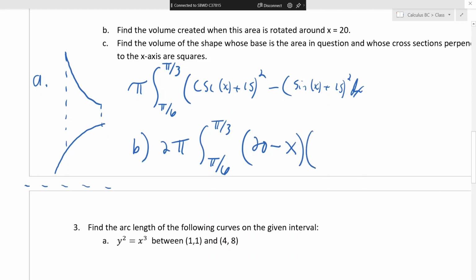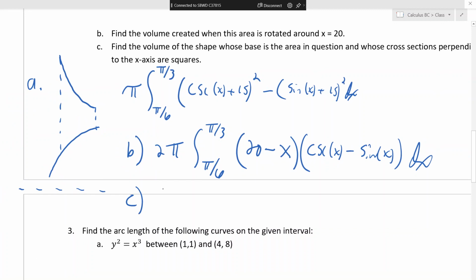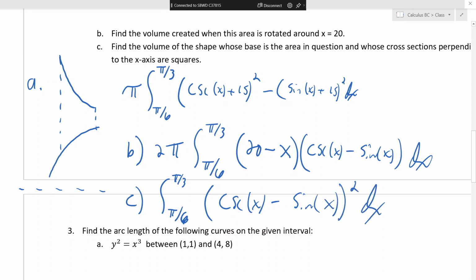20 minus x, and the height is what? Cosecant minus sine. And C, what are we doing? Volume, squares. So that's pretty easy, right? That's the integral from pi over 6 to pi over 3 of cosecant of x minus sine of x squared dx.